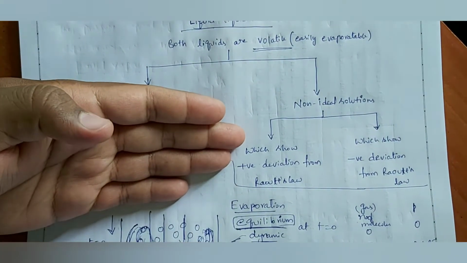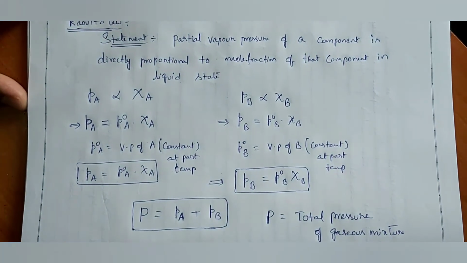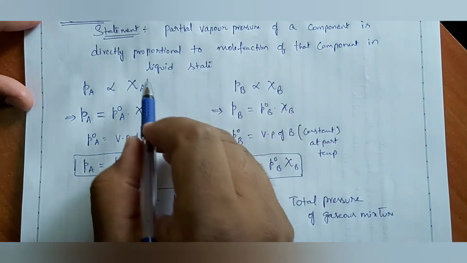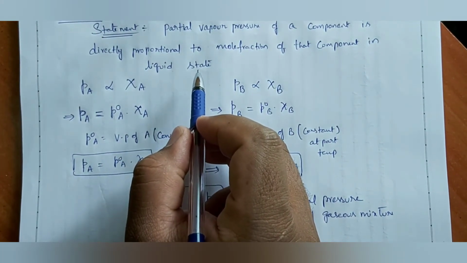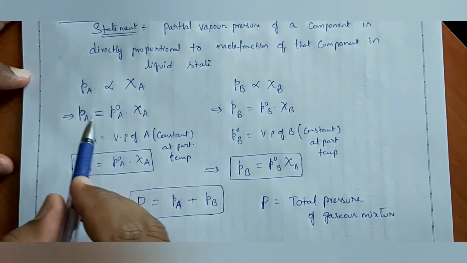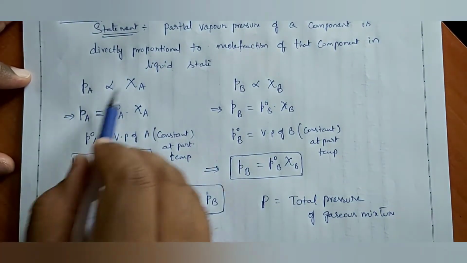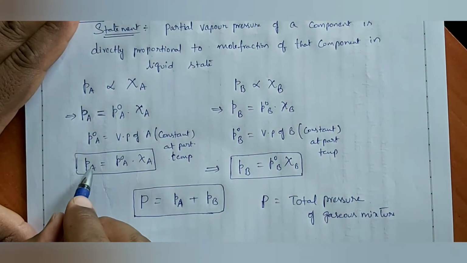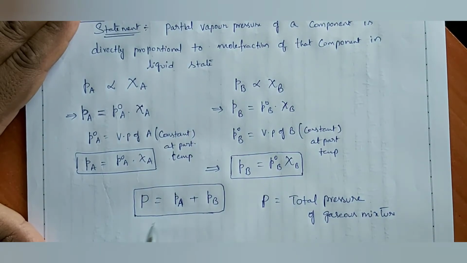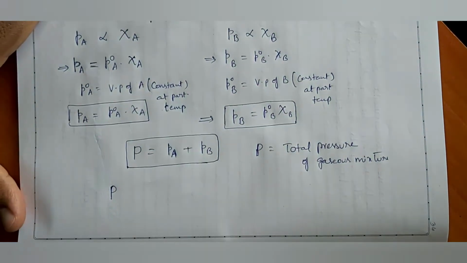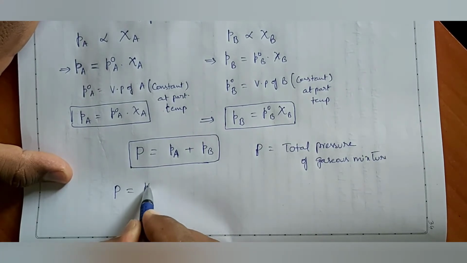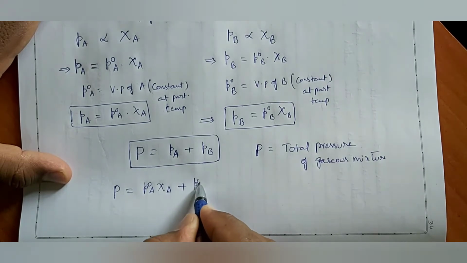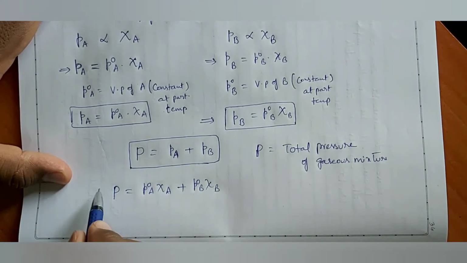Once again I will come to this classification. Before that, partial vapor pressure of a component is directly proportional to mole fraction of that component in liquid state. This is called Raoult's law statement. According to that, I applied for A and B, and finally I got total pressure P is equal to Pa plus Pb. Now substitute Pa formula here and Pb formula here, then you will get total pressure P is equal to P naught A into chi A plus P naught B into chi B.